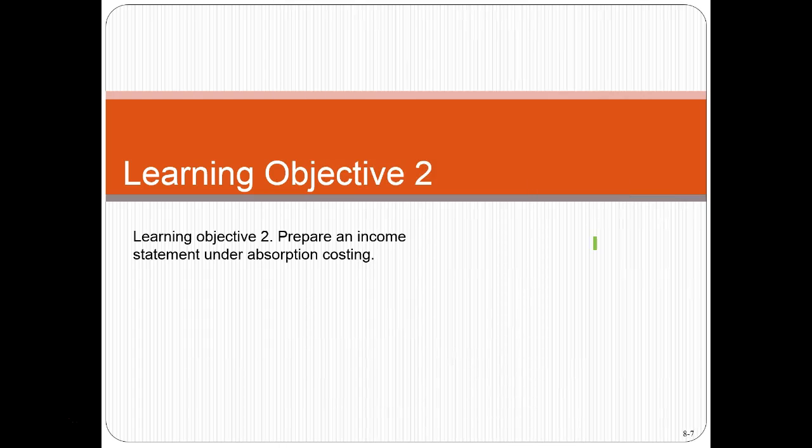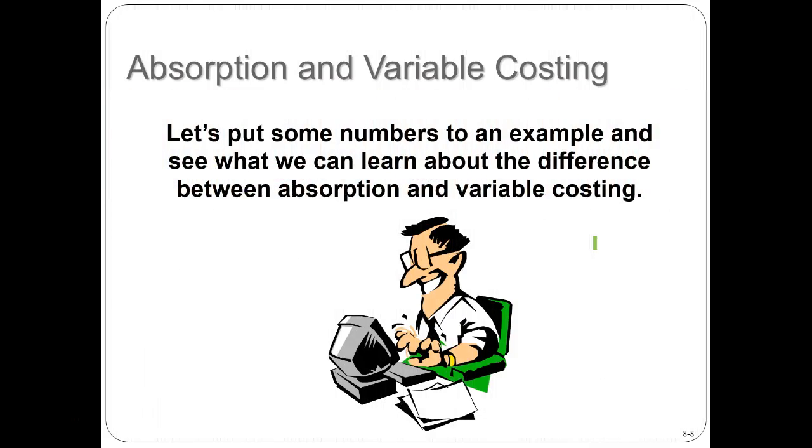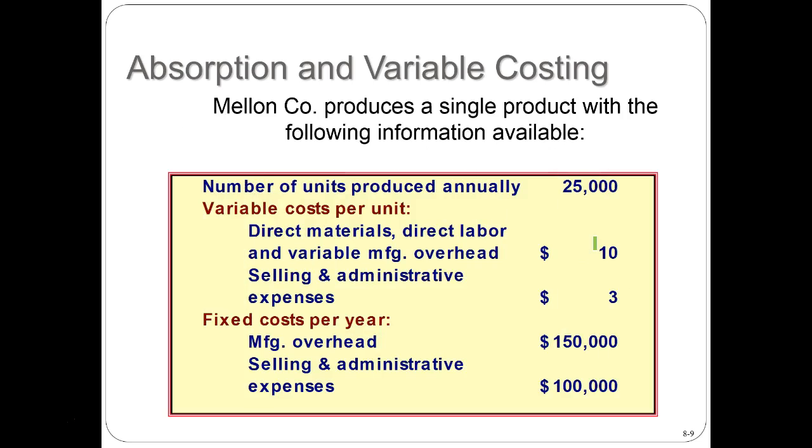Learning objective number 2, prepare an income statement under absorption costing. So let's take a look at this. Let's put some numbers to an example and see what we can learn about the difference between absorption and variable costing. So we have this information here.